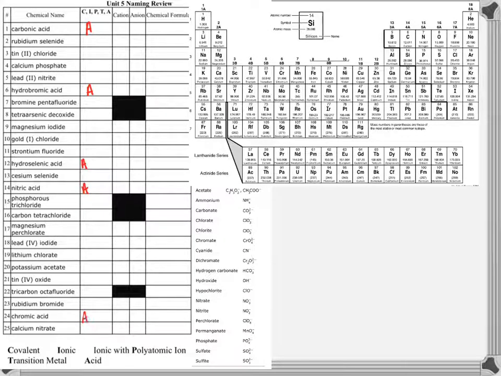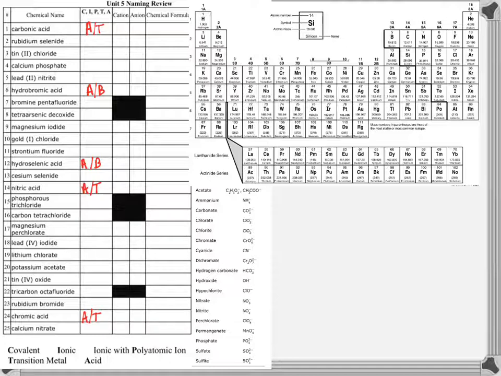Alright, so if you remember the rules from binary, all binary acids will begin with the prefix hydro. So I'm going to look to my acids. My first acid doesn't have hydro, so automatically I know it's a ternary acid. 12 starts with hydro, so it's binary. Again, 14 doesn't, so it's ternary. And chromic acid, there's no hydro, so it's ternary.